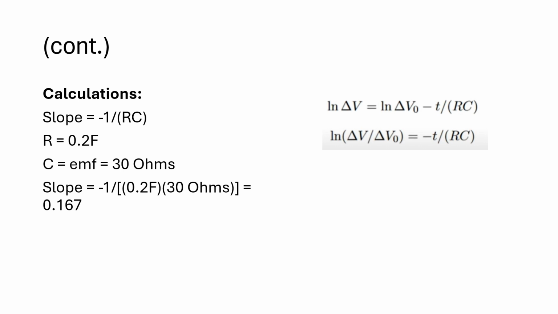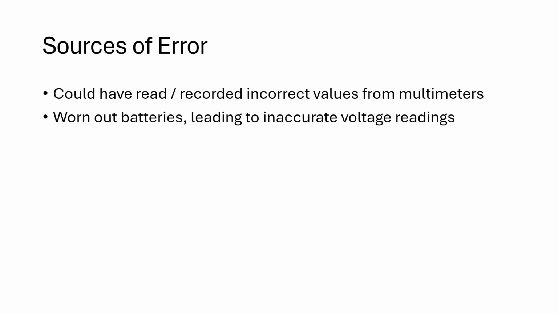My R was 0.2 and my C was 30 ohms, which is the batteries. And doing the calculations, I got negative 0.167, I apologize. Some sources of error were that I could have read and recorded incorrect values from multimeters, or maybe the batteries are a little worn out, which could have led to inaccurate voltage readings.